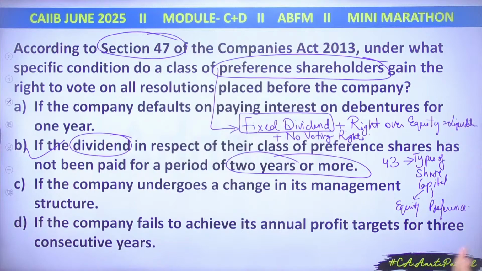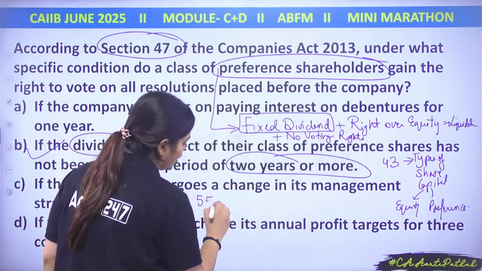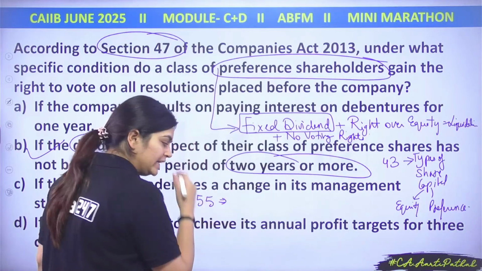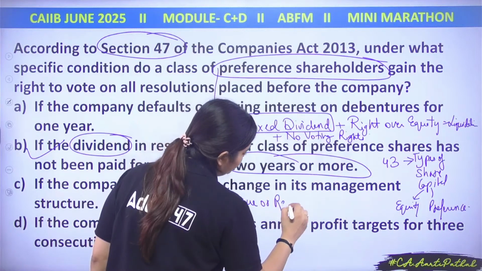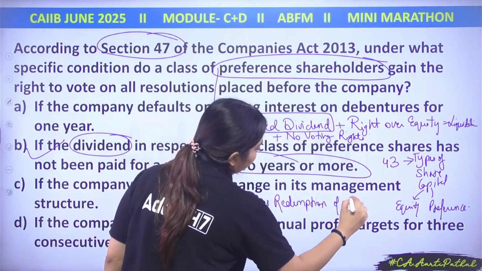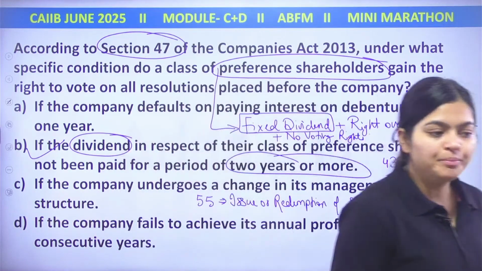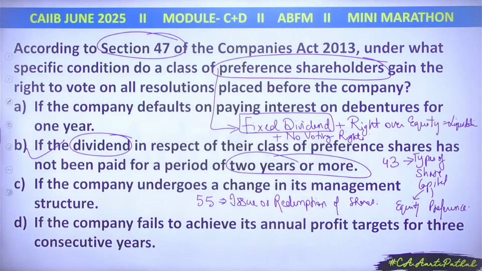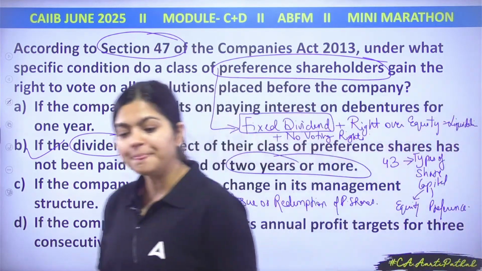Then you have Section 55. Section 55 talks about how you can issue or redeem shares. So these are the important sections as per the Companies Act, and you need to remember which type of shares they relate to. This is for your preference shares. Remember one thing.